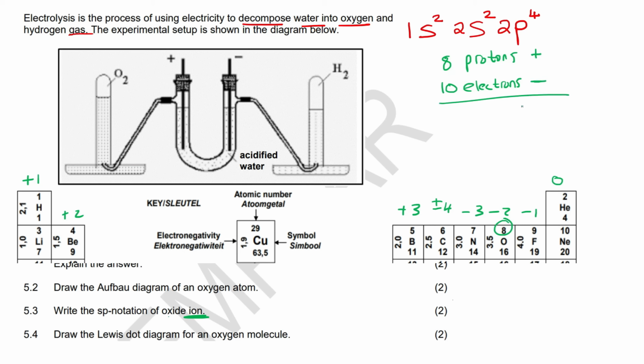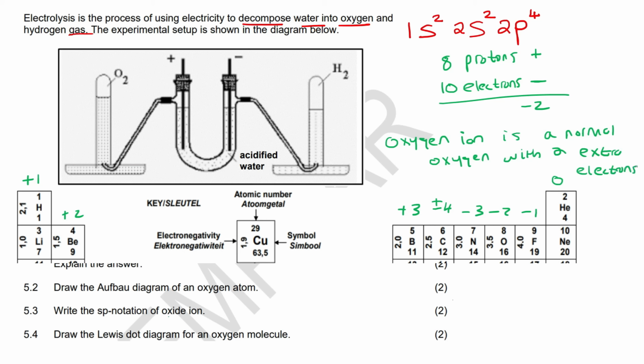Well, that would give you -2. And that's exactly what it is. If it was one of these ones, then it would have less electrons so that it can become positive. Okay? So we now know that an oxygen ion, or oxide is what they sometimes call it, is a normal oxygen with 2 extra electrons. So then all we need to do now is, how many electrons does it now have?